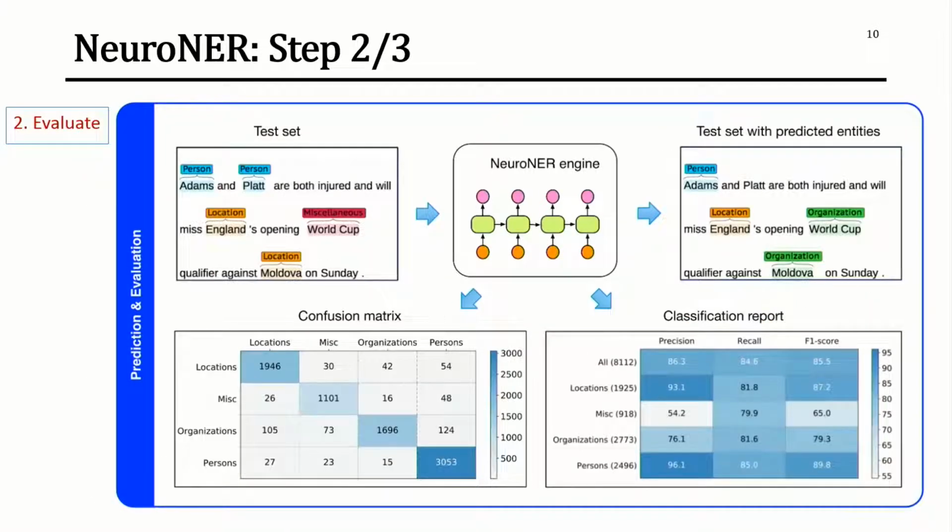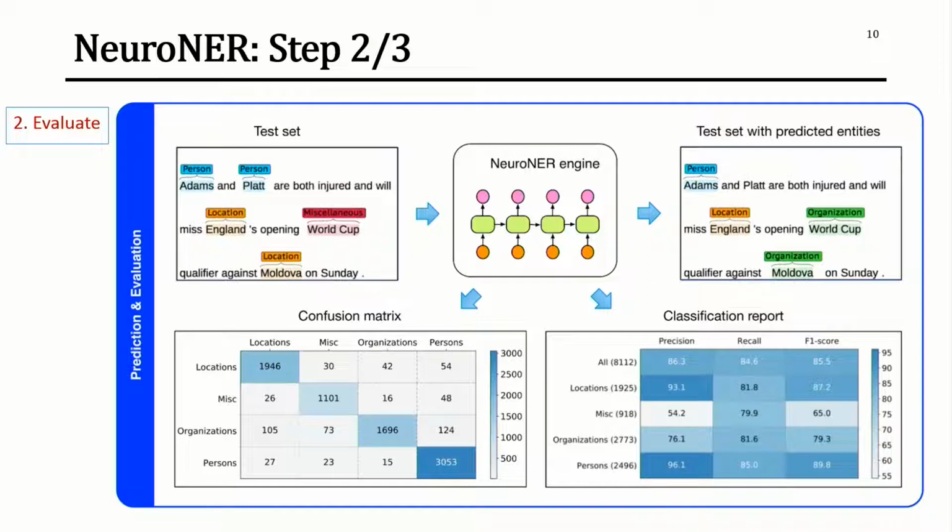And next, to evaluate the model in the Neuro-NEO, we require some input test sets. So this is not the same as the training set and validation sets. We need to have different data so that we can see how well our model can perform.